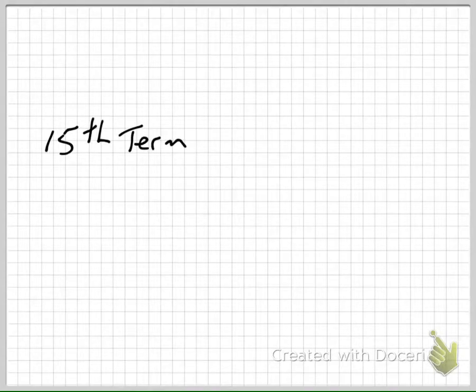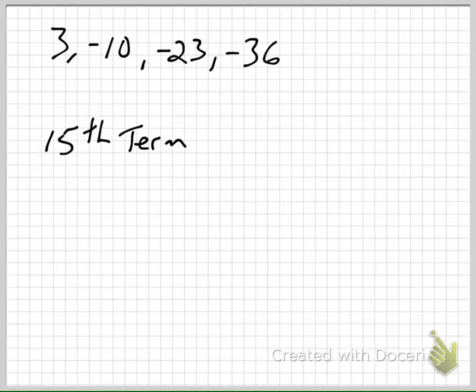Let me give you another one. This time you guys try it, plugging it in, okay? Find for me the 15th term. I want you to use the formula, obviously. If you don't know how to use the formula, you're dead meat on the test. The 15th term of this sequence: 3, negative 10, negative 23, negative 36. I want the 15th term.